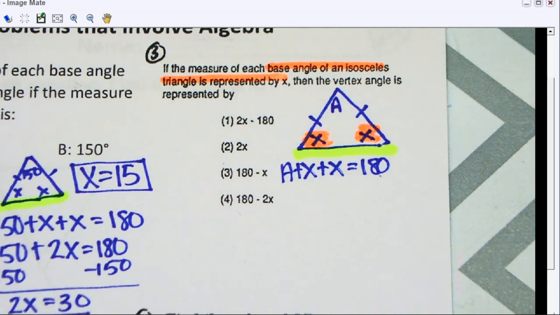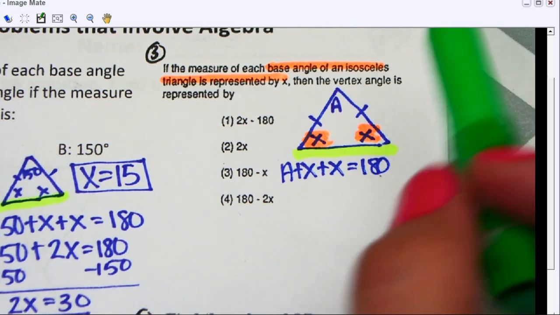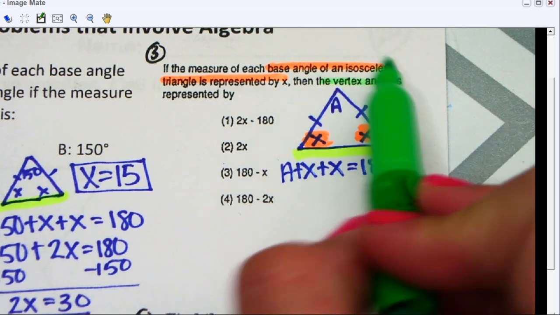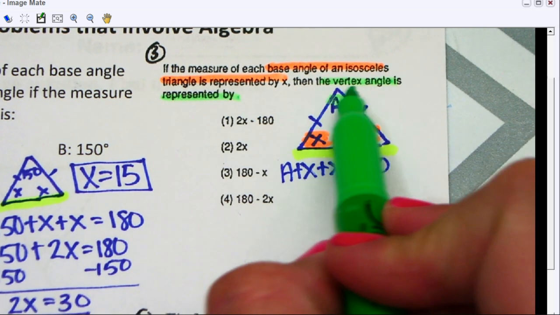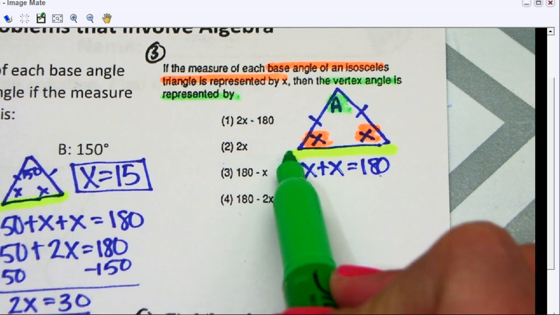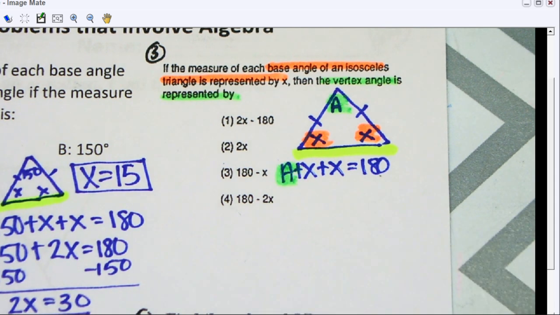Because in this problem, Tabby, I'm watching in the chat. I can see you type A. So in this problem, it says the vertex angle is what? This is my vertex angle. I want to solve this equation for A. And you haven't done a problem like this. This is a tricky one. But the math is everything you've done. You've created the triangle before. You've created that equation before. Just now, instead of numbers, we're using letters.